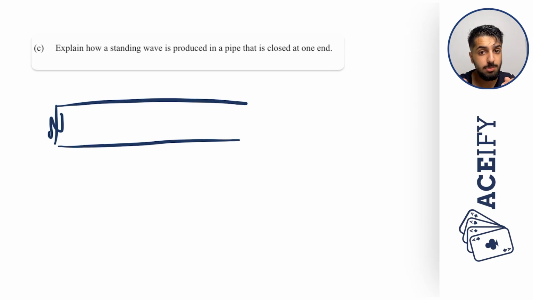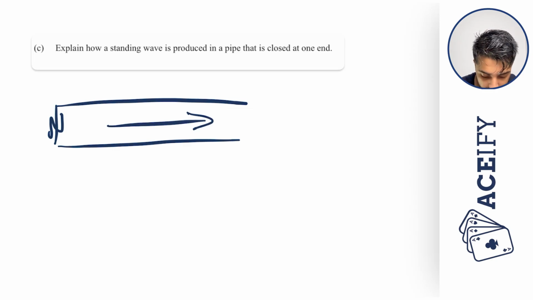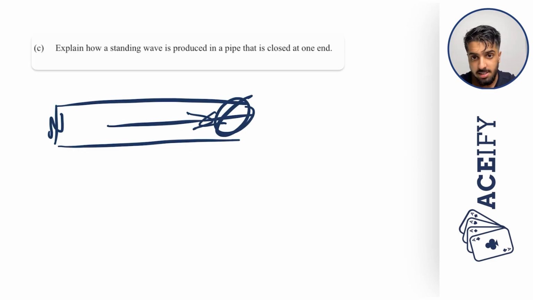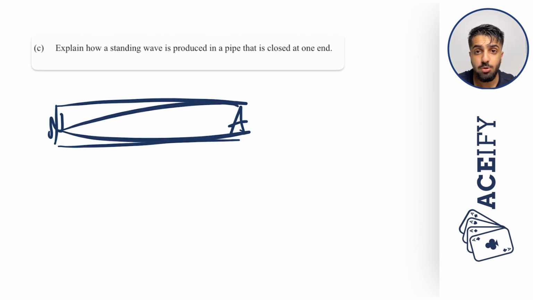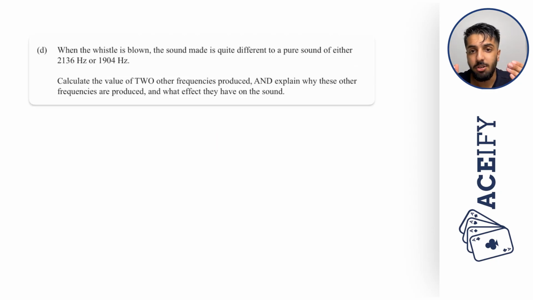Now we know when waves change mediums, there is some reflection, and so that's why some of the sound gets reflected back. And therefore, if the incident wave and the reflective wave at this point right here meet in phase, they will go through constructive interference and therefore creating an antinode at this point. And this is how we get our shape. And so you can write a beautiful answer based on that theory. When the whistle is blown, the sound made is quite different to a pure sound of either 2136 Hz or 1904 Hz.